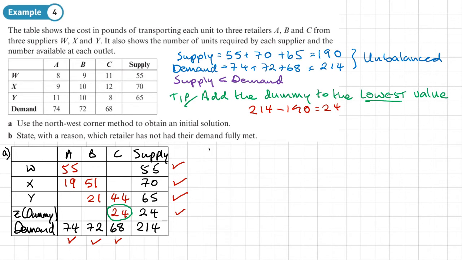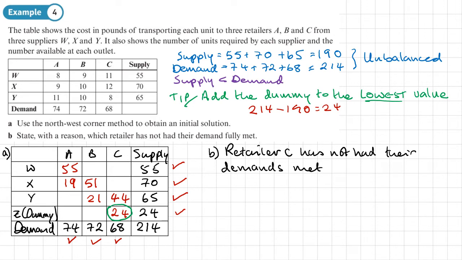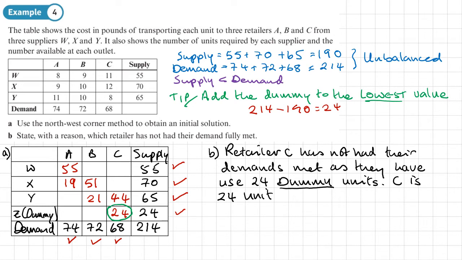So we'll move on to part B, and part B says state with a reason which retailer has not had their demand fully met, and that is retailer C, these 24 non-existent dummy units. So I'll put retailer C has not had their demands met, as they have used 24 dummy units. In other words, C is 24 units short of what they need. So remember, those 24 units are there for the algorithm, not because they actually exist in real life.